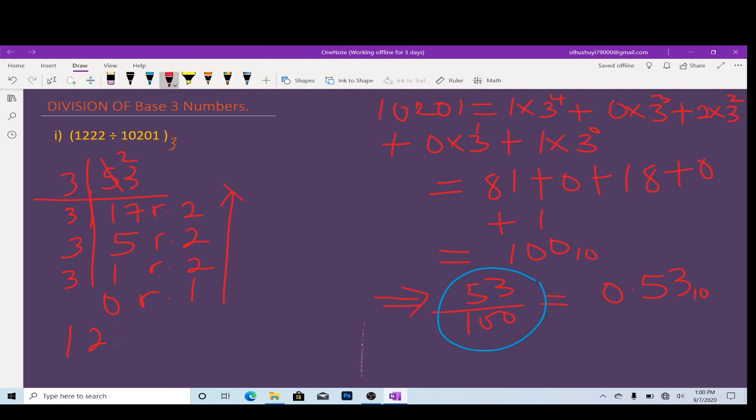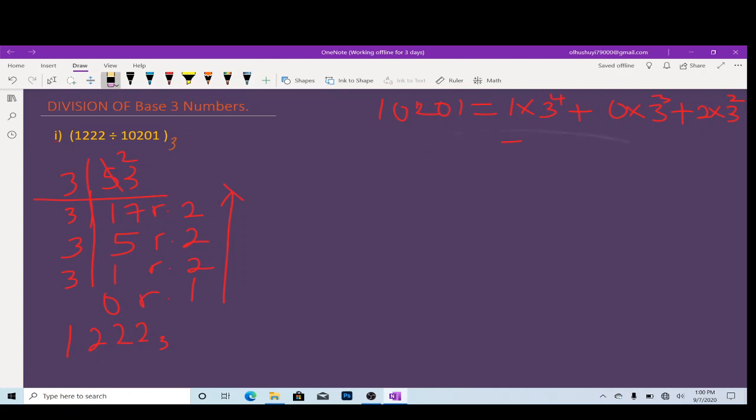You should be having 2, 2. That is already in base 3. Then for the other part, don't forget we are having 53 divided by 100. That's what we are dealing with. So divided by 100 there, this one we have 100 to base 10. That's already in base 3. We have 100.